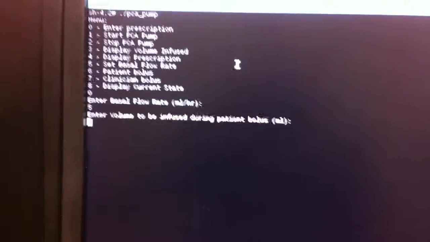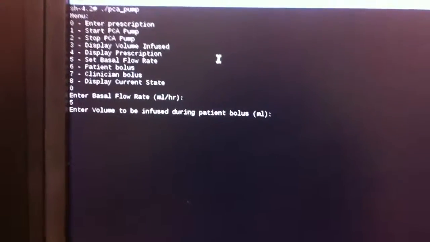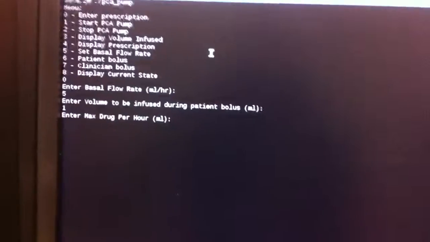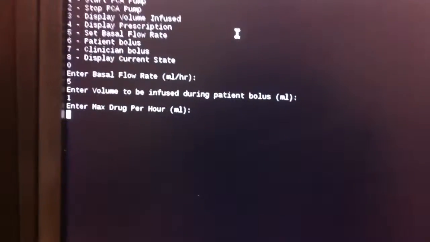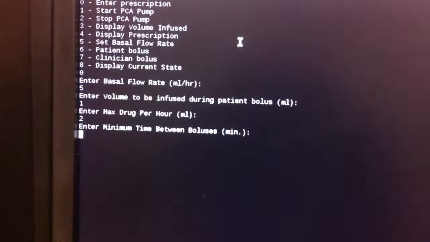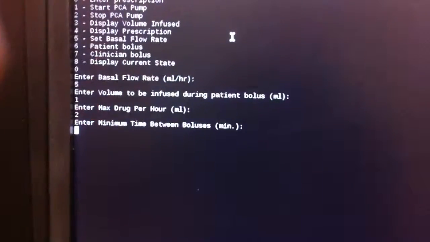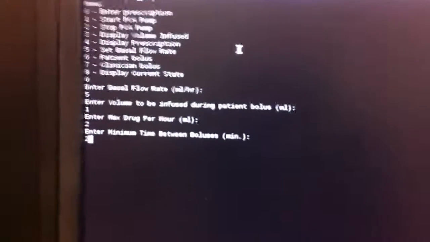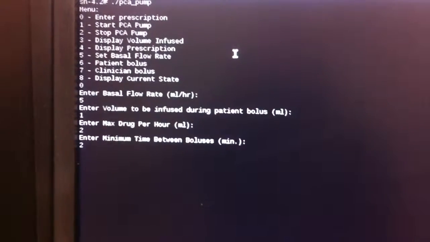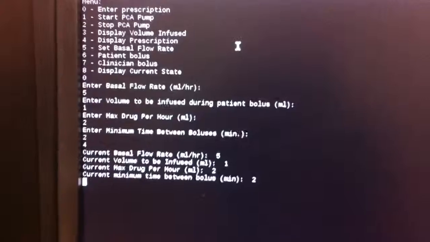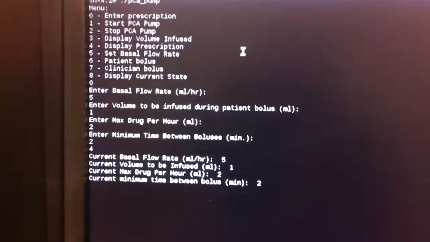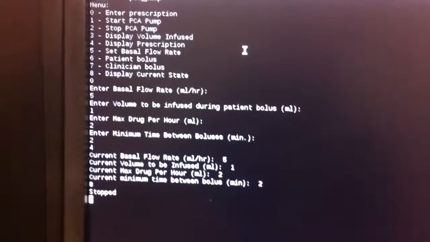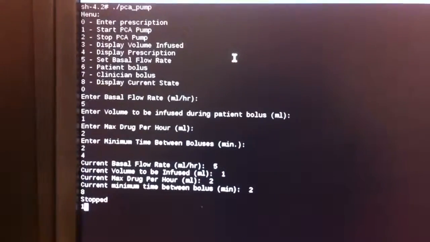So let's say I put 5 milliliters per hour for the basal flow rate, and then for each patient request I put 1 milliliter, and for demonstration purposes I will put a 2 milliliter limit, and I will allow the patient to issue a new request every 2 minutes. So here, to confirm, I can display the prescription, everything is fine. And here we can check the mode in which the pump is now. It's stopped. So let's start the pump.